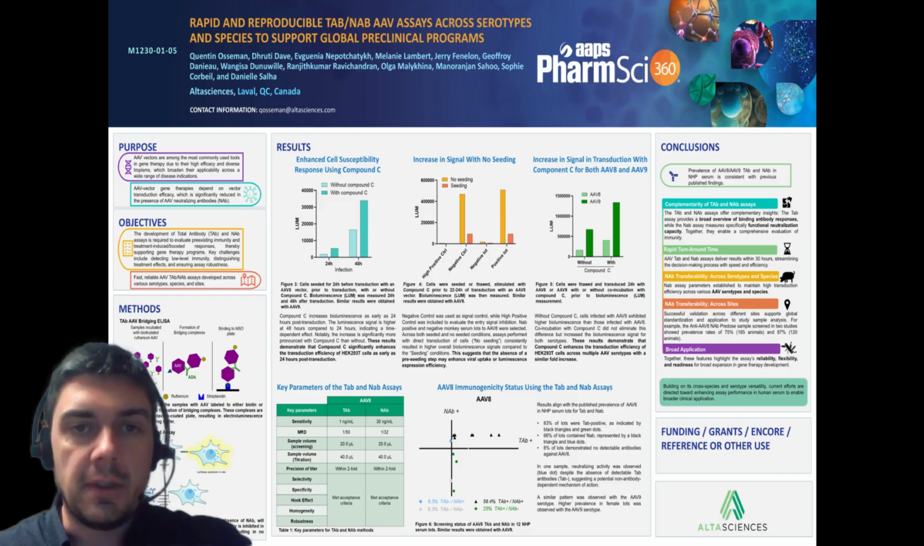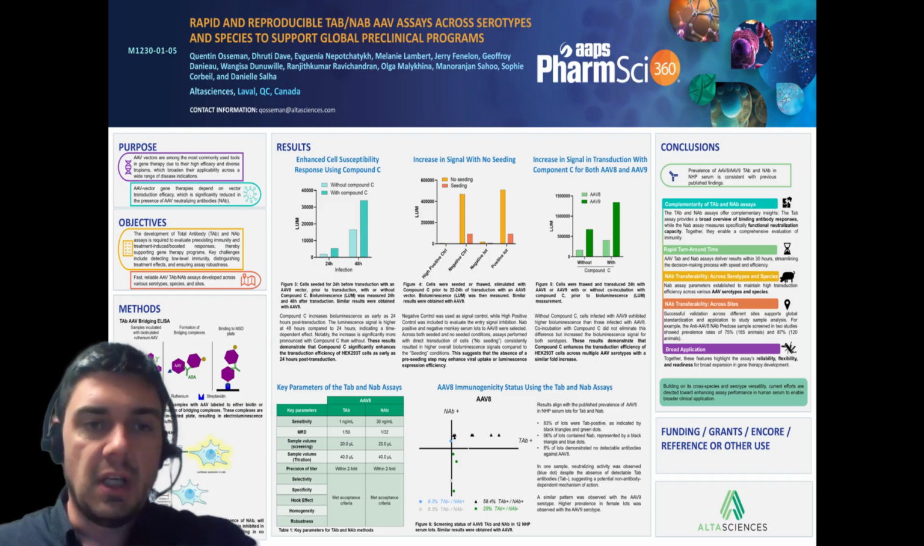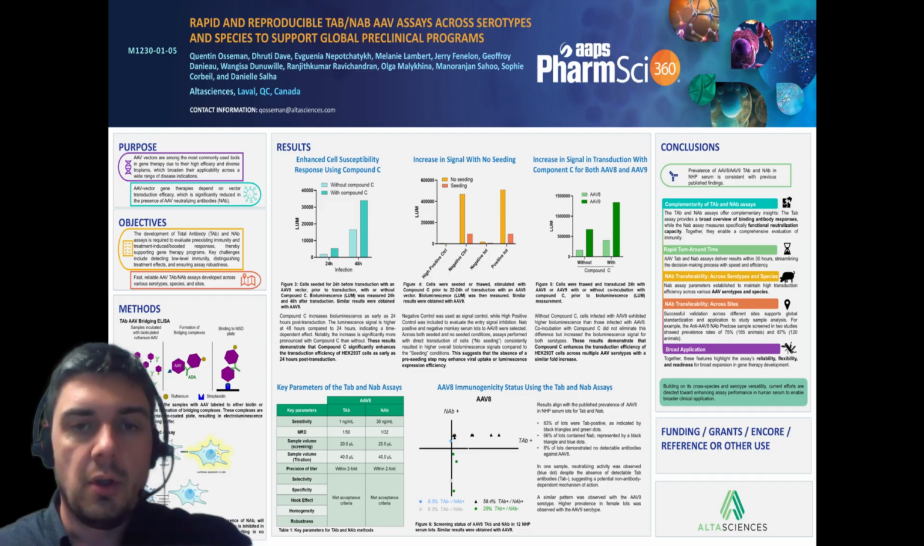Adeno-associated viruses, or AAV, are viral vectors for gene therapies. The pre-existing immune status evaluation is required to support global preclinical programs. A total antibody, TAB, and a neutralizing antibody, NAB, cell-based assay were developed by Altasciences. The AAV gene therapies depend on vector transduction efficacy, which can be reduced in the presence of anti-AAV antibodies. For this purpose, fast and reliable TAB and NAB assays were developed and optimized, ensuring transferability to different AAV serotypes and also animal species.